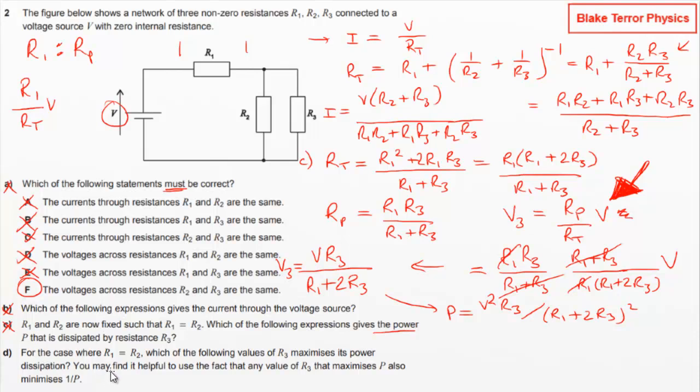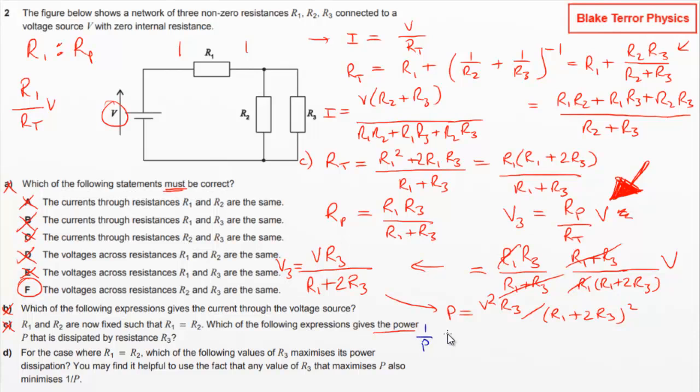For the case where R1 equals R2, which of the following values of R3 maximises its power dissipation? So we're going to have to do some calculus. You may find it helpful to use the fact that any value of R3 that maximises P also minimises 1 over P. Right, so they seem to be pushing us to it being easier to do the calculus if we do the reciprocal of P. So let's go with that then.